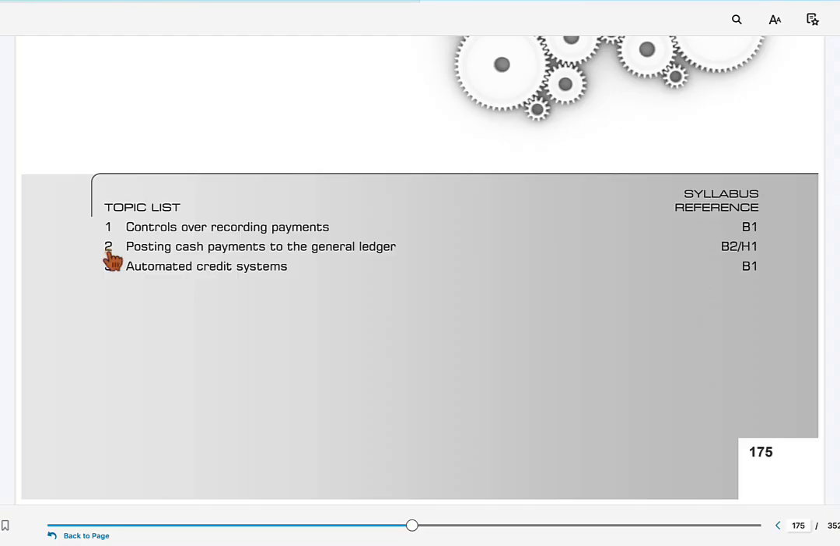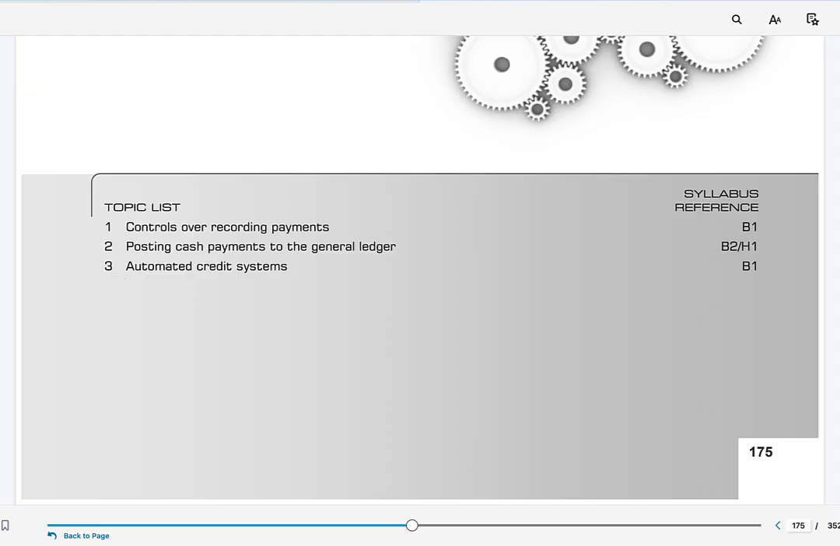Second topic, posting cash payments to the general ledger. In this part, we learn how to record payments in the accounting system using double entry. You will practice taking a list of payments and turning them into correct entries in the general ledger. This includes understanding which accounts are affected, such as bank, trade payables, expenses, non-current assets, and discounts received when settlement discounts apply. The key skill here is accuracy. Every payment must be recorded in the correct account for the correct amount on the correct date with clear narration and good documentation.